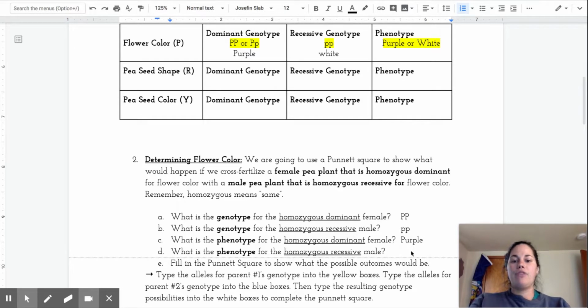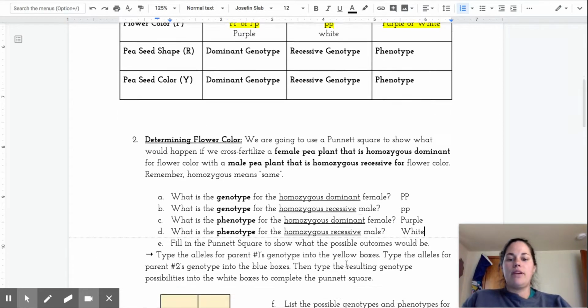And for the phenotype of the homozygous recessive male, that would be 2 copies of that recessive allele, the lowercase p's, and we would see that it would be white. So we've got a purple female and a white male, and now we're going to fill in our Punnett square.